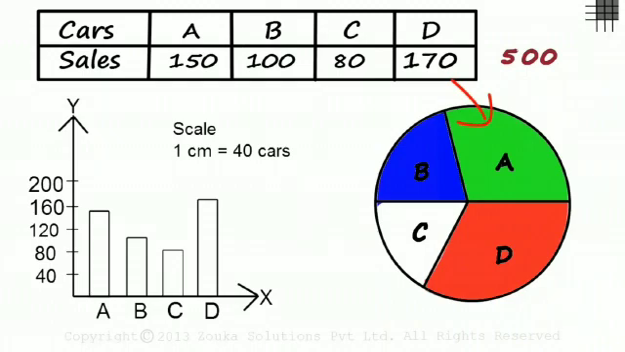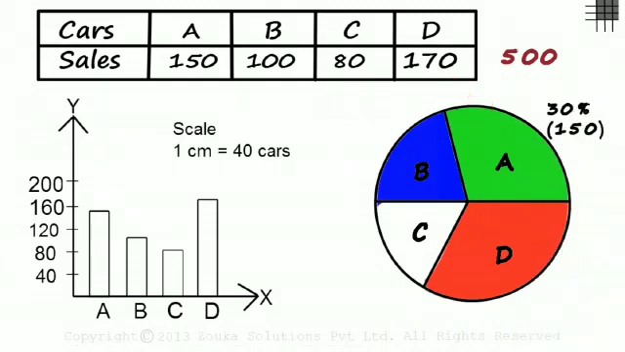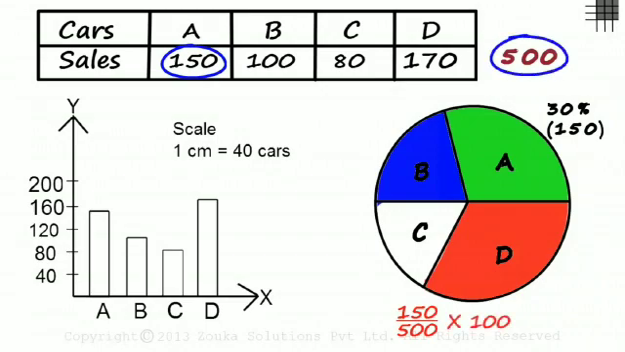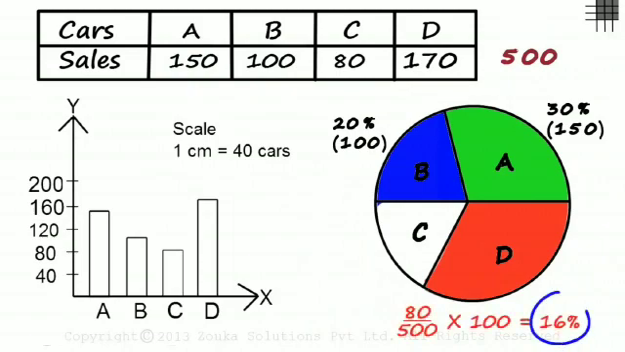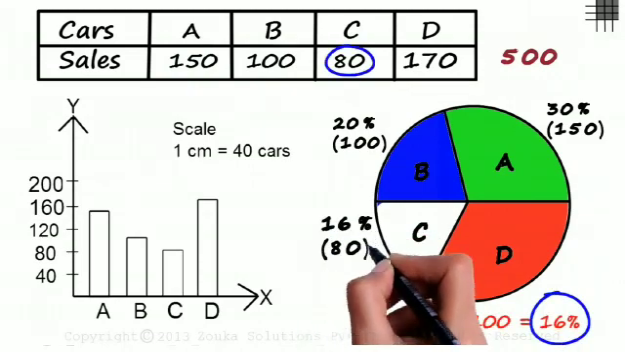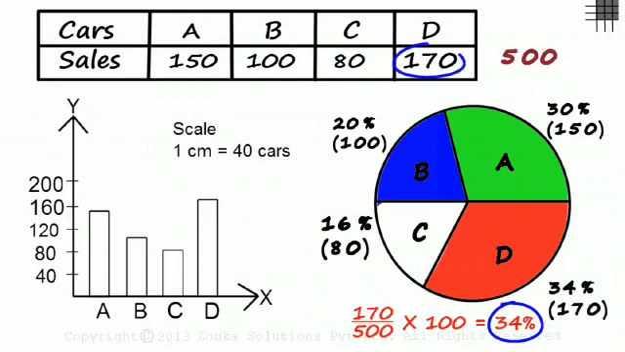This region A represents 30% of the total sales, which is 150 cars. How did we get this 30%? 150 divided by 500 multiplied by 100, and that's 30%. In the same way, B represents 20%, which is 100 cars. C represents 16%, which is 80 cars. And D represents 34%, that is 170 cars.